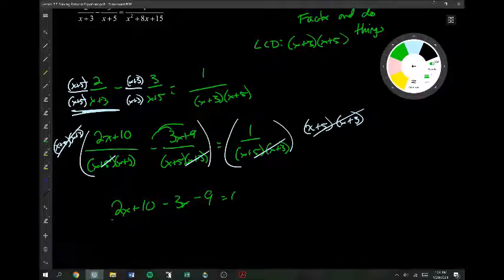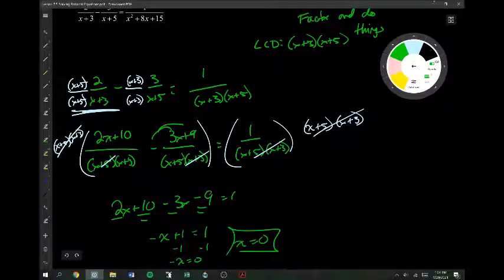And I just solve this. 2x minus 3x is negative x. 10 minus 9 is positive 1. And this equals 1. I subtract a 1 from both sides. And I get that negative x equals 0, which means that x equals 0.